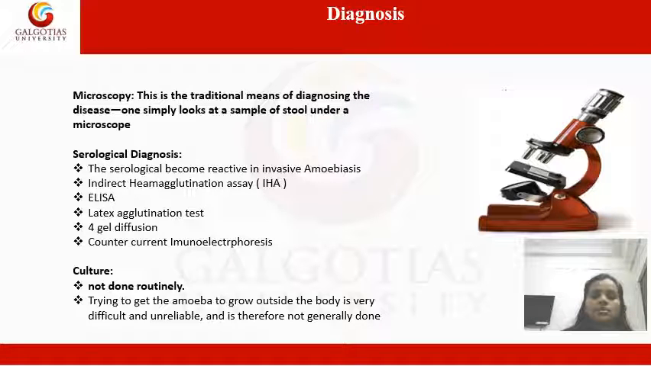Next is serological diagnosis. This method includes the serological tests that become reactive in invasive amoebiasis: indirect hemagglutination assay, ELISA, latex agglutination test, gel diffusion, countercurrent immunoelectrophoresis. Then the other one is culture. This is not routinely done because trying to get the amoeba to grow outside the body is very difficult and unreliable and is therefore not generally done.